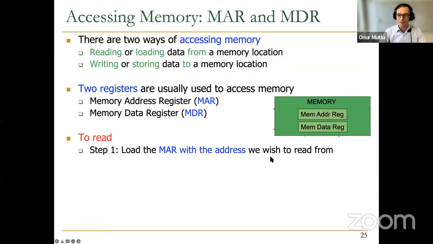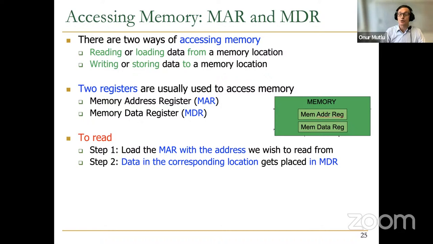And hopefully after some point, data in the corresponding location gets placed in the memory data register, because it takes some time for the memory to bring the data after you apply the address to the decoder. Remember, memory consists of a decoder, a memory array and multiplexers. There's time when you store the address to the address register, which is connected to the decoder, which drives the word lines and which drives the muxes. And then the data gets latched into the memory data register. So it can be done in one clock cycle, for example. It could also be done in multiple clock cycles. We will see that later.